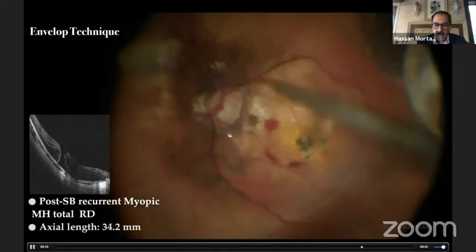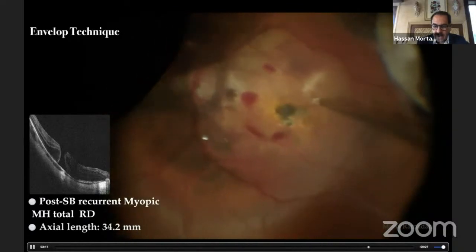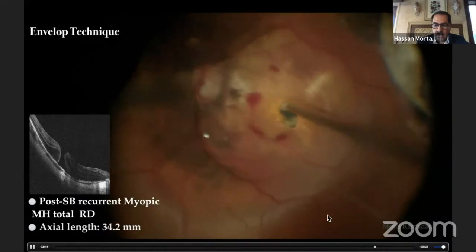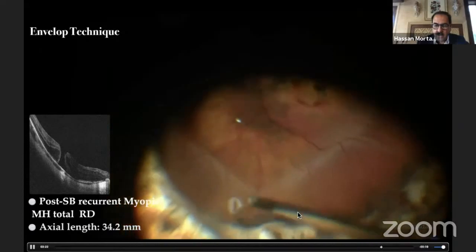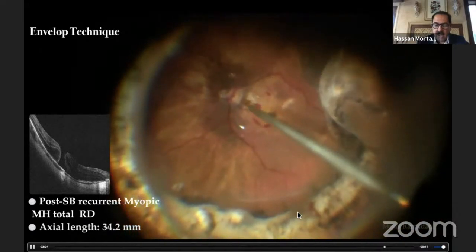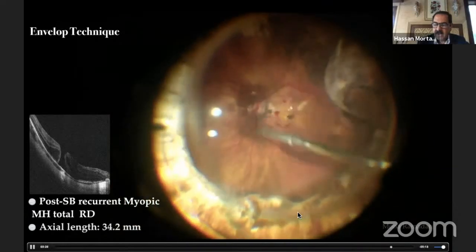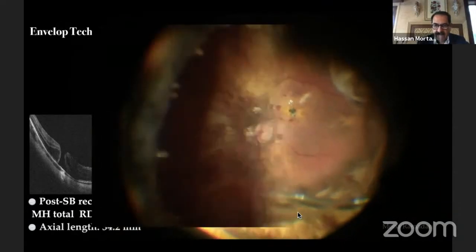And then under PFCL, the retina was attached. The ILM was brought over the macular hole. And then a small retinotomy was created to drain the subretinal fluid completely. Laser was applied, and finally the eye was filled with silicone oil.